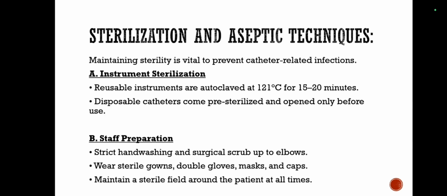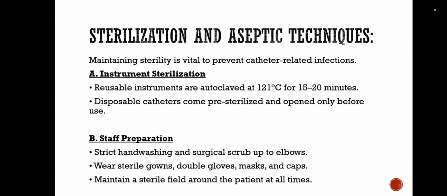The next is the sterilization and aseptic techniques. So first we have to sterilize the instruments, and also the staff or the person who is doing the procedure should be sterile. So for the instruments, reusable instruments are autoclaved at 121 degrees Celsius for 15 to 20 minutes. Disposable catheters come pre-sterilized and are opened only before use.